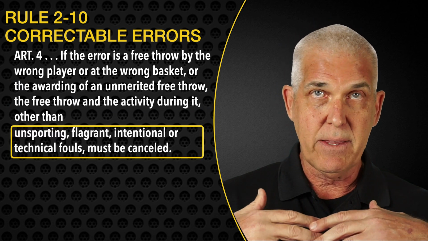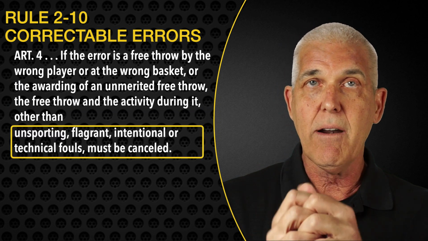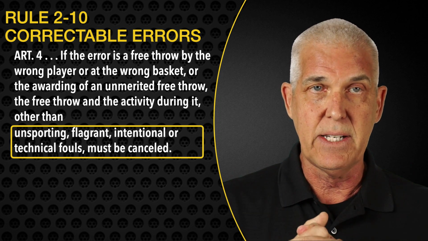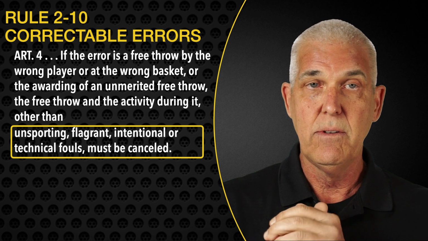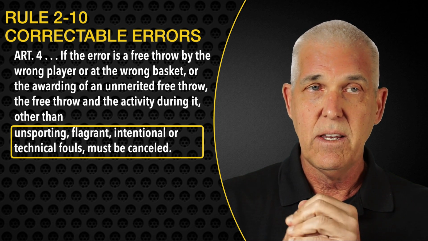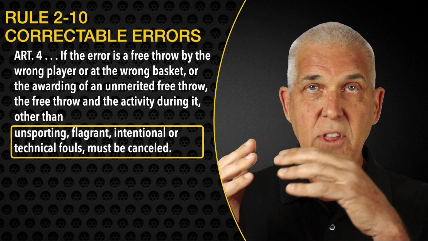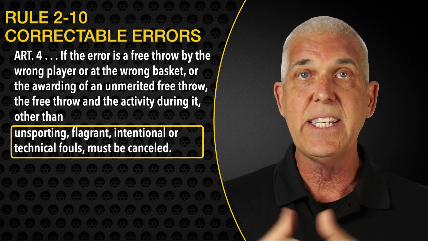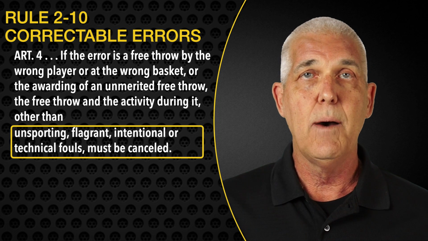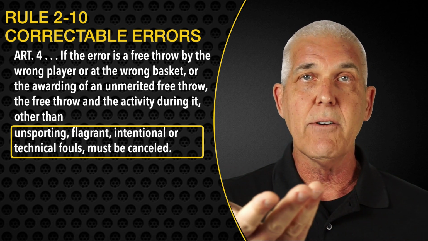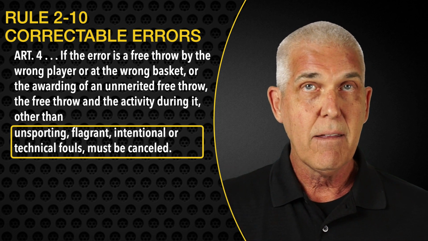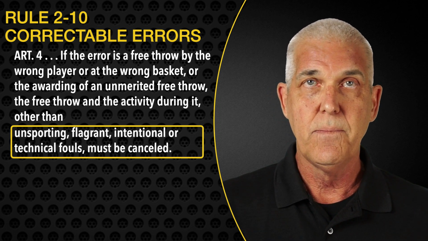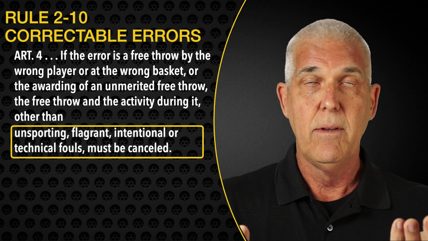Article 4 talks about that, okay, if we are in a situation where we are administering something that was unmerited, and we are going to cancel the results of this, we're going to cancel the free throw, but we're also going to cancel activity that occurs. We have an unmerited free throw, player attempts. During the free throw, there is a foul by either team. It is a common foul.